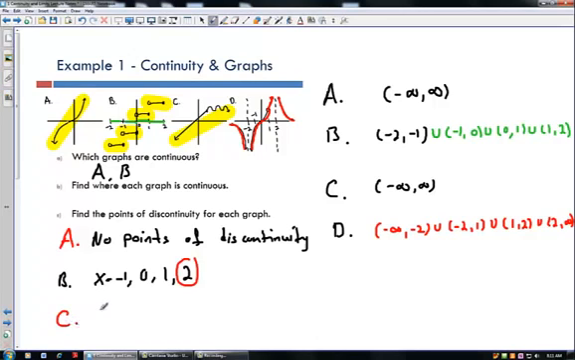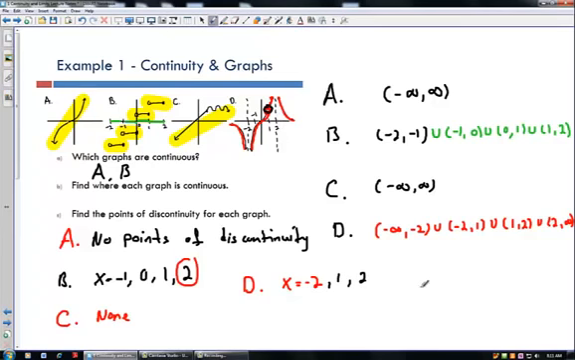And then for C, there's none. So let's just write none this time. So no points of discontinuity. And then for D, there's a couple. So for D, obviously at x equal to -2. That's actually a vertical asymptote, so that's a point of discontinuity. And then there's this open circle here, which I've sort of colored in, but that's an open circle. And so at x equal 1, and then also x equal 2, because again you have this asymptote.